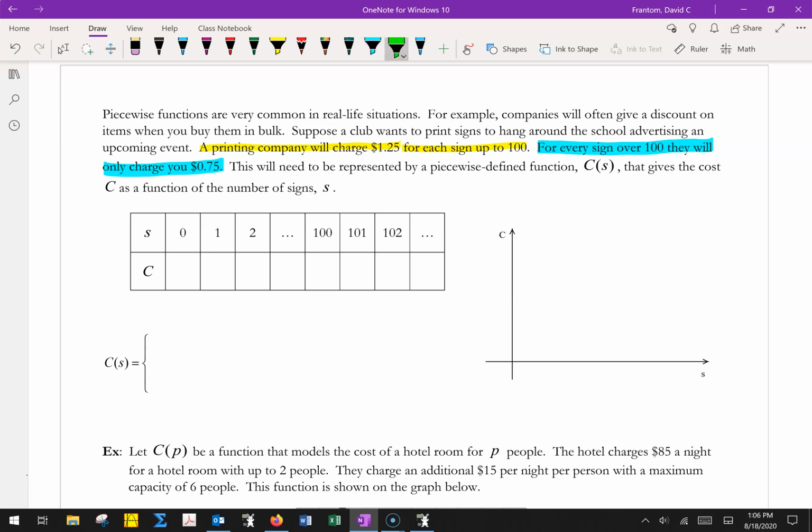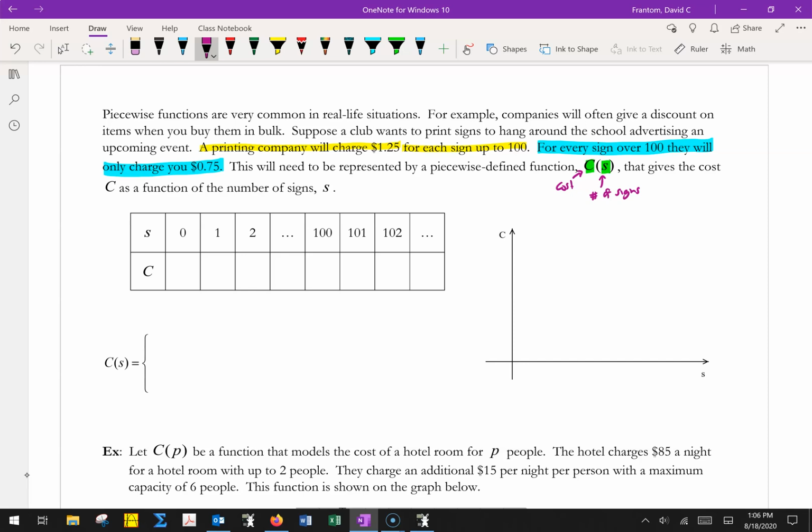So we're going to call this function C of S. It is going to be the cost as a function of the number of signs. And notice that is a function because if you buy a certain number of signs, you will only get charged one cost.